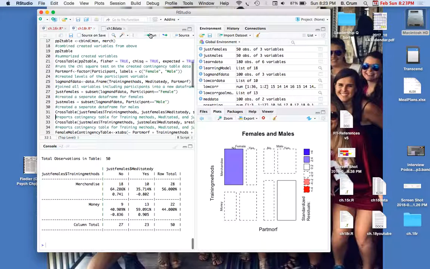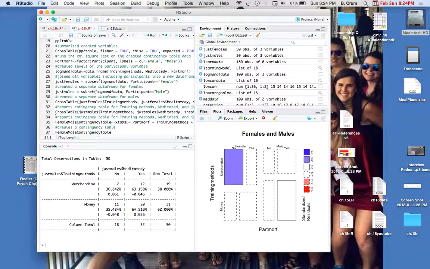I then used the cross table function to create a contingency table of the variables training methods and if they meditated or not separately, first for females, which I just did, and then I did it as well for males right here. We'll go back up to here. The command uses prop.t equal to false to suppress the total proportions. We also suppress the column proportions and the chi-square proportions so they don't appear in the output. Even though we looked at them before, we don't need to look at them now. We also specify to show the residuals in the SPSS format.